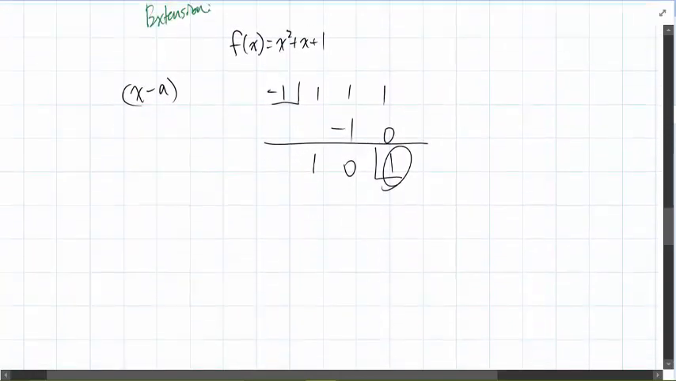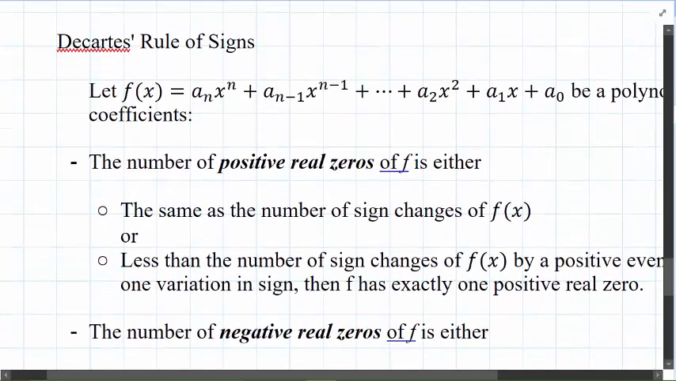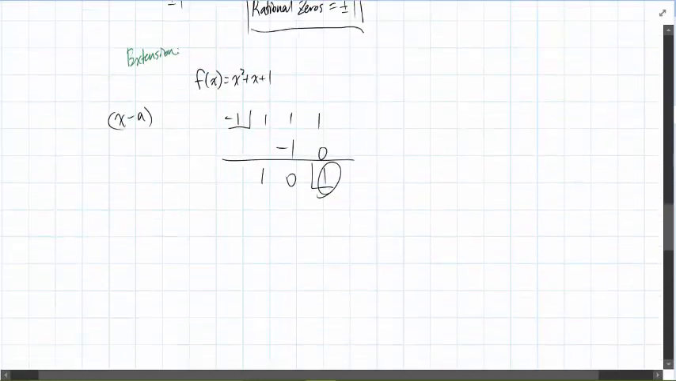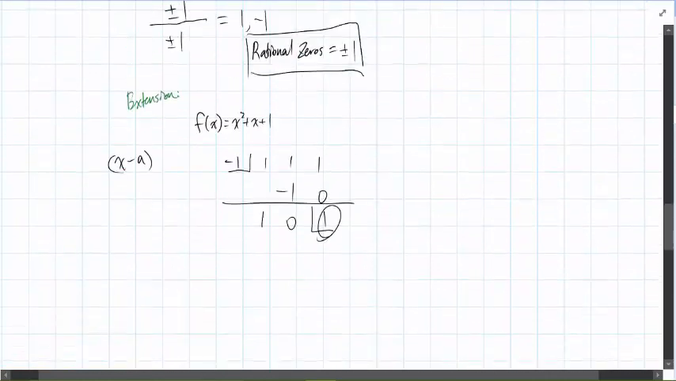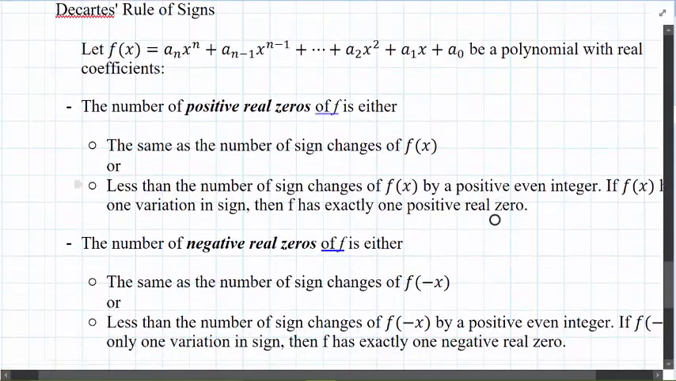And what would be another way to do this? Well, another way would be Descartes' rule of signs. Descartes' rule of signs helps you evaluate the possible zeros, and it mostly works with this formula. I'm going to cover Descartes' rule of signs in the next video.